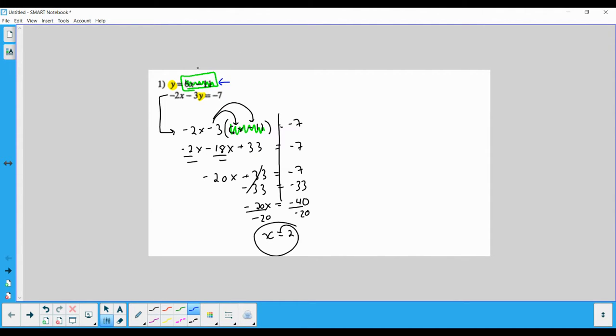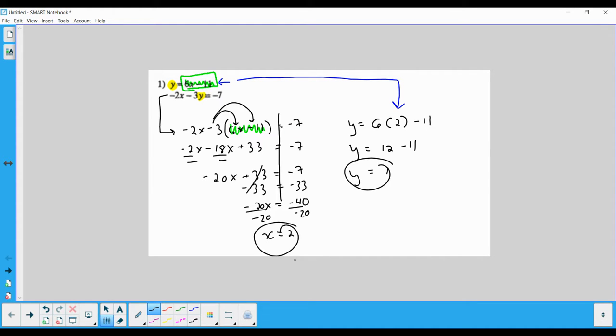So I'm going to take my isolated equation, the one from the top, and I'm going to plug in 2 for x. That's going to give me y equals 6 times 2 minus 11, which is 12 minus 11, which is 1. So my final answer should always be written as a coordinate, and it's going to be 2, 1.